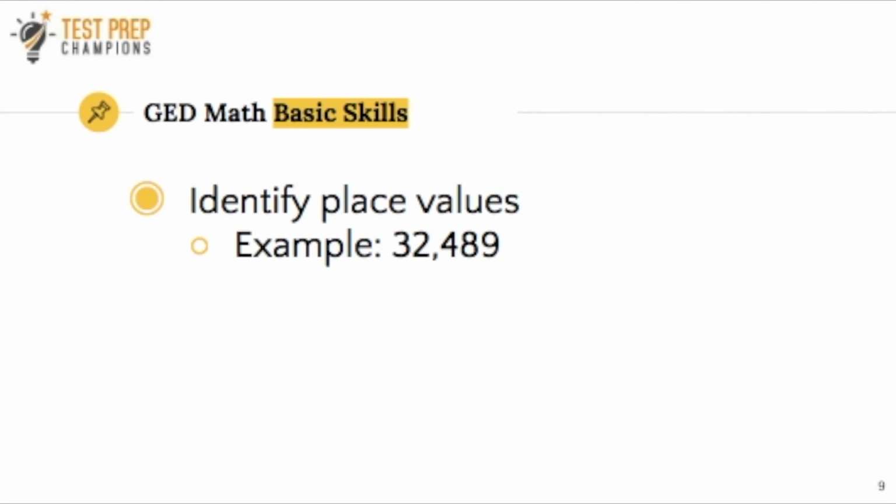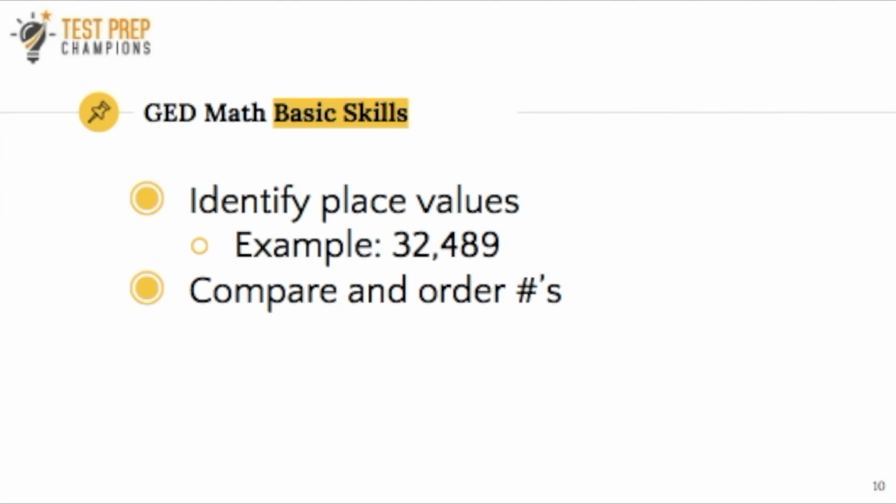So we're going to start our list with some GED math basic skills, and one of these is identifying place values. So if you look at an example, 32,489, you should be able to know which number is in the ones place, the tens, the hundreds, the thousands, and the 10,000s. You should also be able to identify the 100,000s place and the millions place.